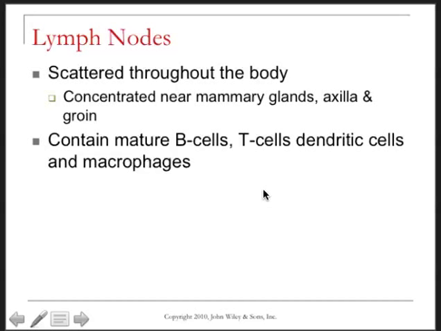Now, these cells are important because these dendritic cells and macrophages are what we call antigen-presenting cells, and they have the capability of engulfing a pathogen, chopping it up into little pieces, and then presenting the component parts on the cell membrane in combination with an MHC protein. And this is what serves to alert the rest of the immune system, the B cells and the T cells, to the presence of a particular pathogen inside the body.